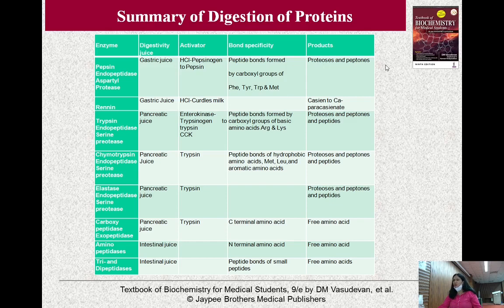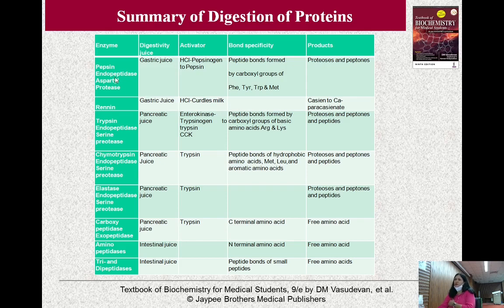Proteoses and peptones. Another proteolytic enzyme is renin, which is present in infants. The HCl will help in the activity of renin, and renin in turn will convert the casein into paracaseinate, which will help in the curdling of the milk.